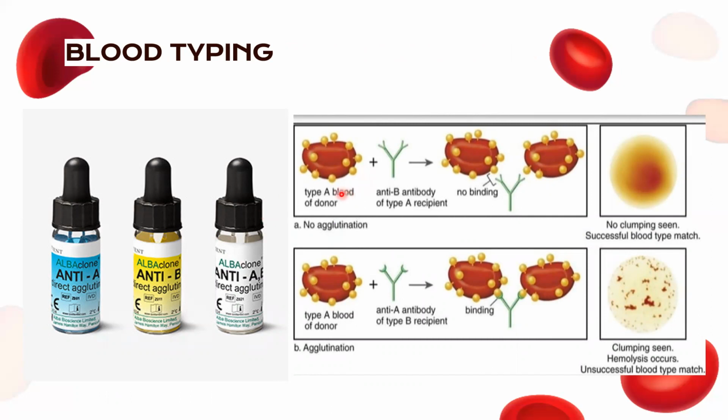So again, in type A, the donor has type A, for example. And when there is a type A recipient, give the blood type A also with an anti-B, right? Type A recipient, type A blood will have antibodies B or anti-B antibodies. Since there will be no binding, okay, this one is for like a triangle and this one is for circle, the antibody and then the antigen, there would be no clumping seen. So there would be a successful blood type match.